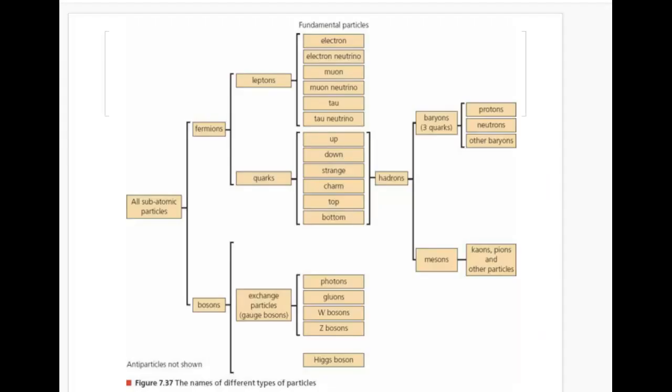That is an overview of all the particles you need to know about. And that's also called the Standard Model. Note, I haven't mentioned the Higgs boson. We'll talk about that at the end of the unit.